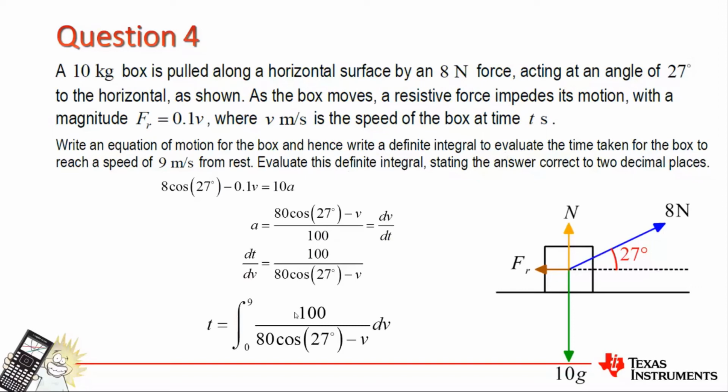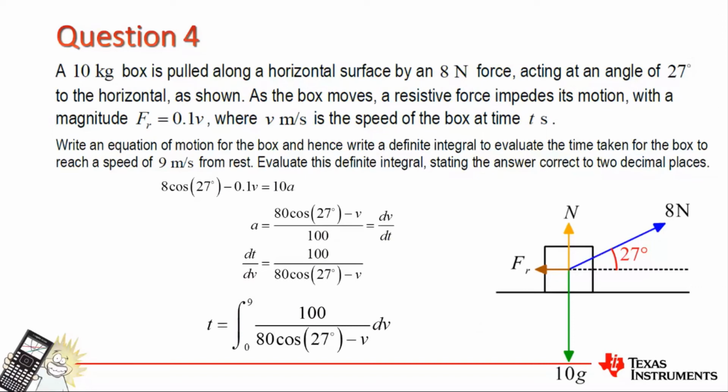It is simply the integral of 100 over (8 cos 27 degrees minus v), integrated with respect to the velocity between 0 and 9. Now, normally we would have a plus and an initial condition at the end, but because we're looking at the amount of time taken from rest to 9 meters per second, our stopwatch starts at 0. So adding 0 doesn't do anything, and therefore this definite integral will give us the required time.